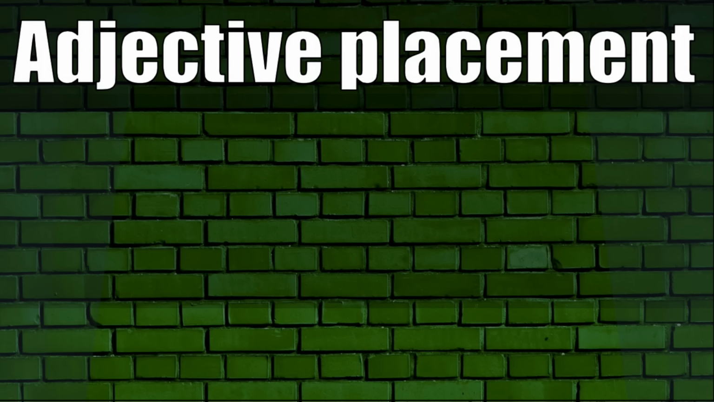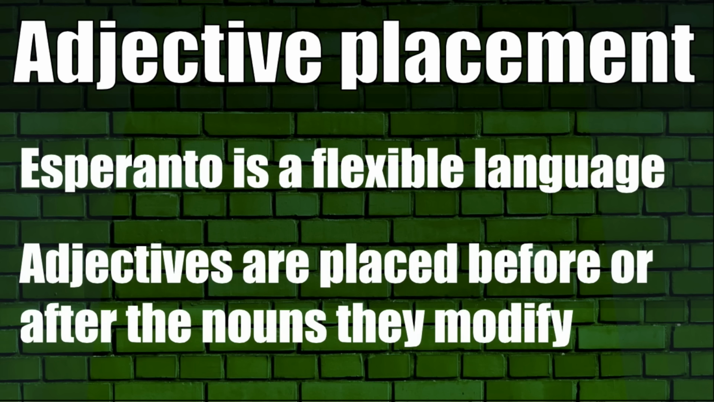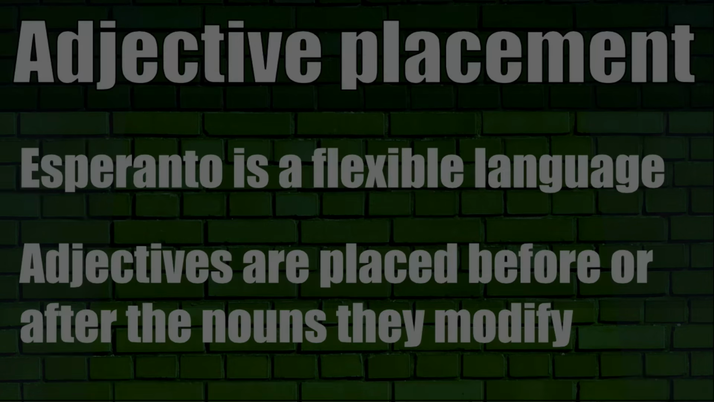Now you might be wondering how you use adjectives in combination with nouns. In English, the adjective always comes before the noun that it's describing, but Esperanto is a lot more flexible. In Esperanto, adjectives can be before or after the noun that they modify. Both of these placements of the adjective are 100% grammatically correct.